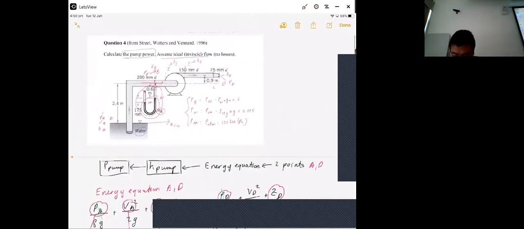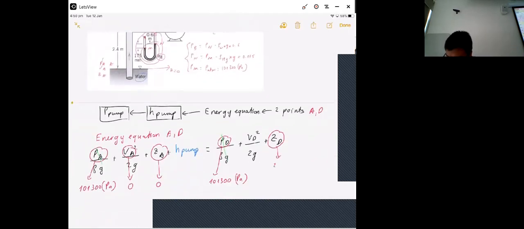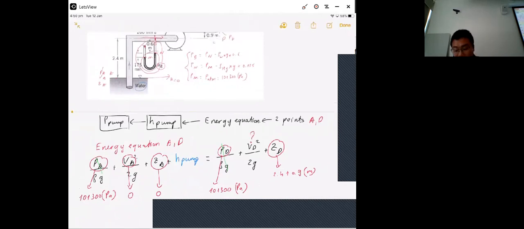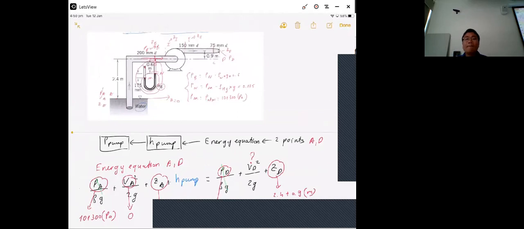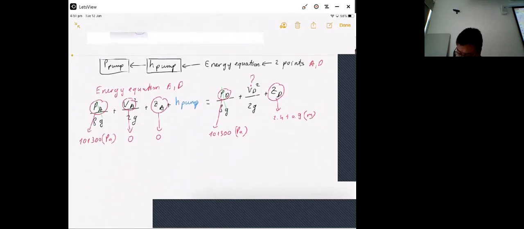ZD is 2.4 plus 0.9 meter. Okay. It means to find the pump head, you have to know VD, the velocity. How to find VD? How to find velocity, VD?